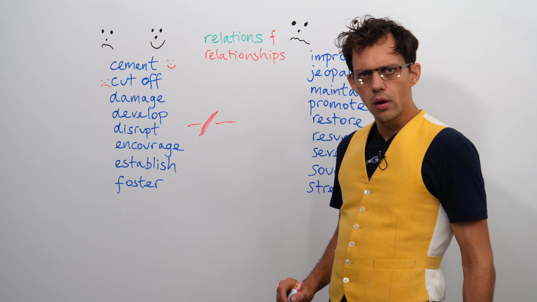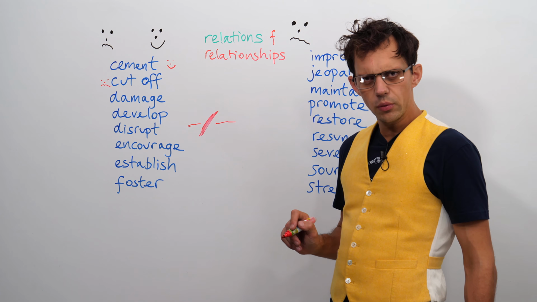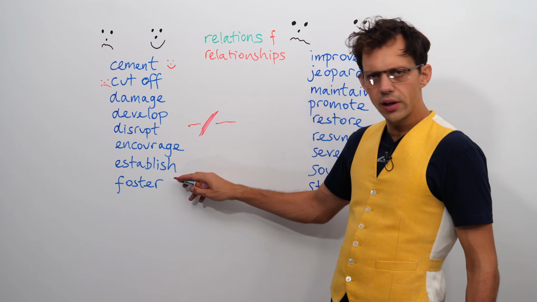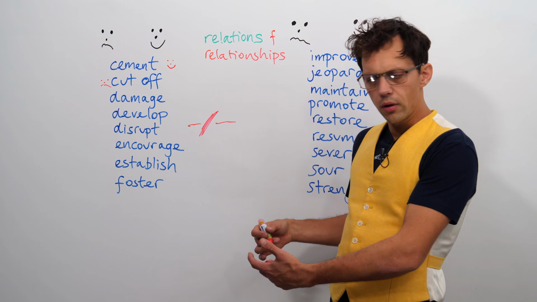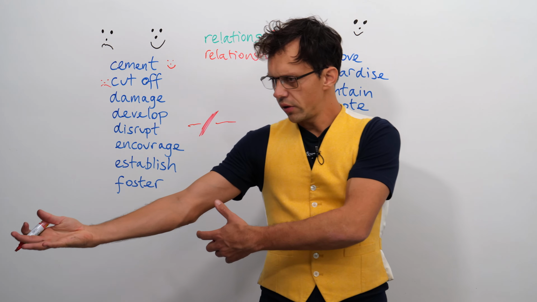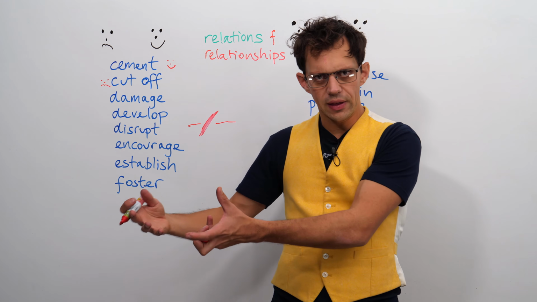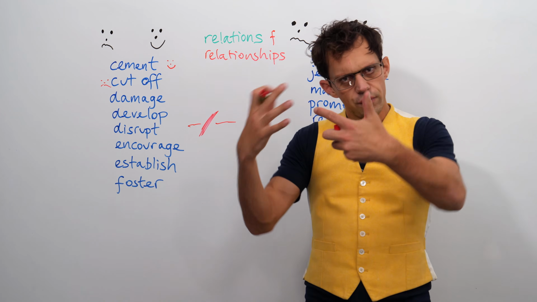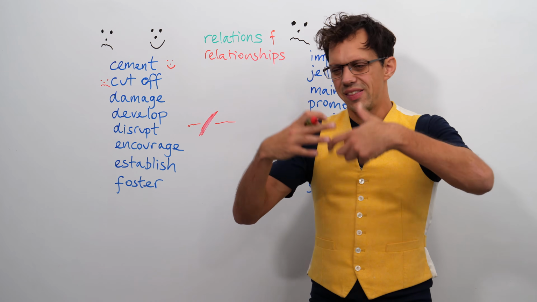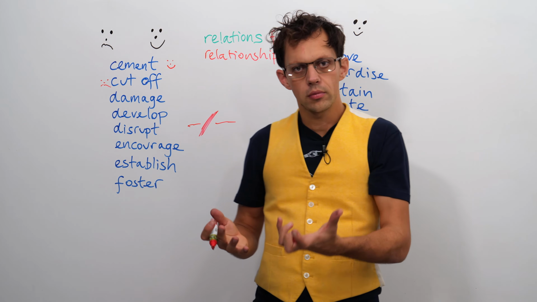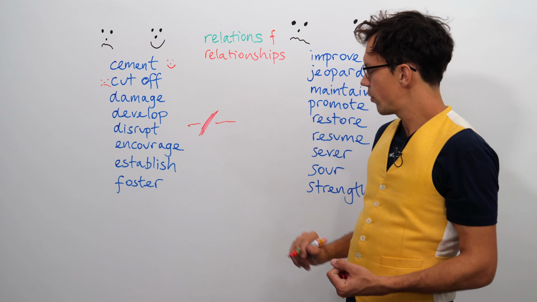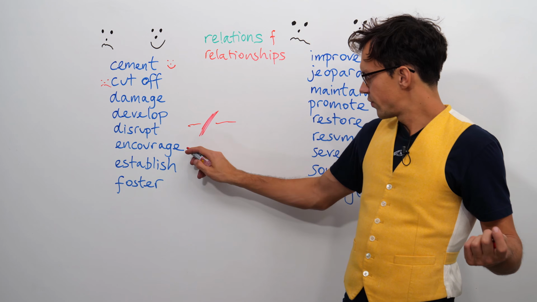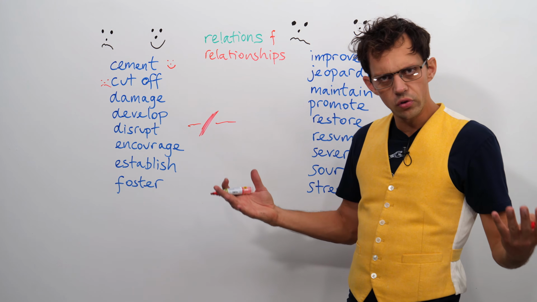Foster. That's a difficult word. Any idea what it means? We talk about fostering going together with adoption. So we have two children that haven't been able to be cared for by their birth parents, and they go and join another family and they foster those children. So they're helping them to grow up. It's positive. If we foster relations between two countries, then it's very similar to encourage. We're helping them to grow.